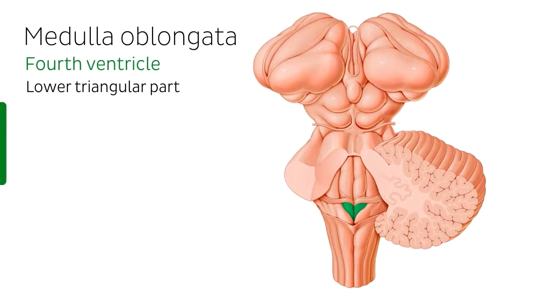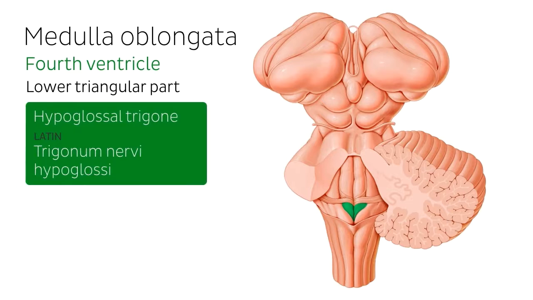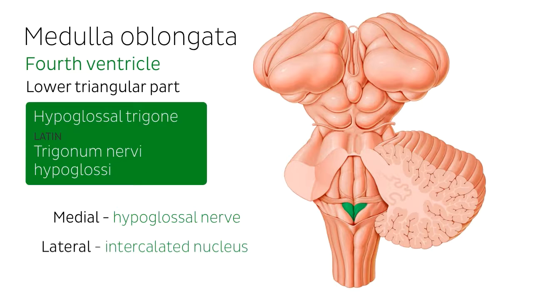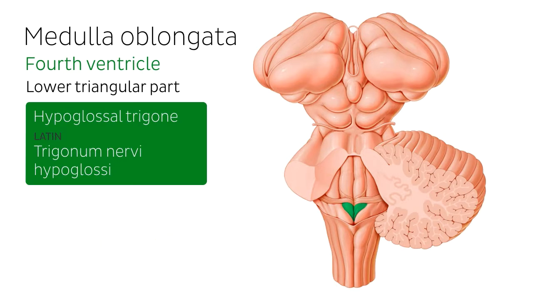So now we're in the lower triangular part of the rhomboid fossa, and we already mentioned the lower part of the lower vestibular area. So now we're moving on to looking at either side of the posterior median sulcus, where we can see two small triangular bulges known as the hypoglossal trigone. And although it's not quite illustrated in this image, there's a medial part which overlies the hypoglossal nerve and a lateral part which overlies the intercalated nucleus. And if we recall our sulcus limitans, we can see that it provides the lateral border of the hypoglossal trigone and the medial border for our next structure.